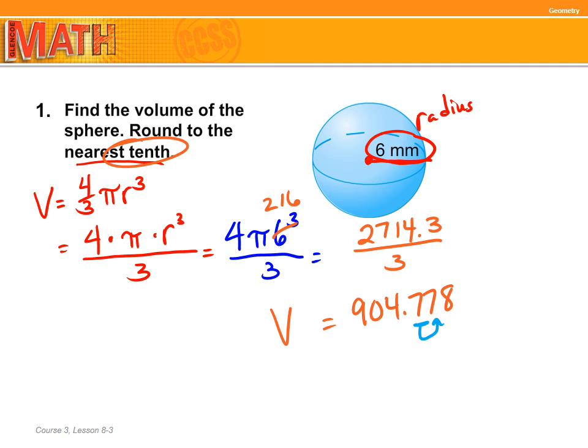Rounded to the nearest tenth, look to the number to the right, which is 7, greater than 5. So my volume is going to be 904.8 cubic millimeters.